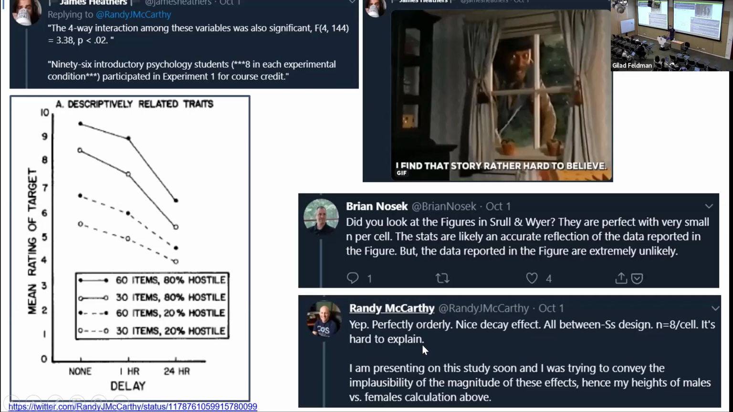It's hard to explain. So they went back to Bob Wyer, who was involved in this, and asked him, so what's going on here? And Bob Wyer says, yes, you found a mistake. This seems like a mistake. I don't know what happened there.